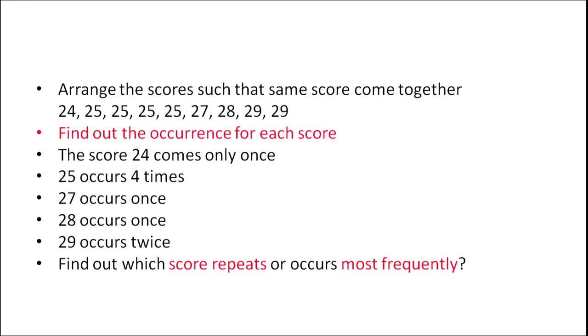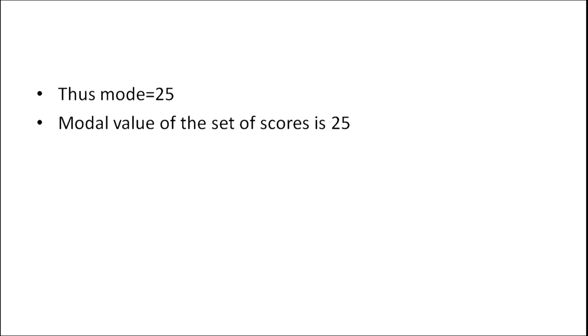Now, what we have to do is arrange the scores such that same scores come together. So, we'll write as 24, 25, 25, 25, 25, 27, 28, 29, 29. Now, find out the occurrence for each score. We can see here that the score 24 comes only once, 25 occurs 4 times, 27 occurs once, 28 occurs once, and 29 occurs twice. Now find out which score repeats or occurs most frequently. We can see that 25 is the score which is repeated most often in this example. Thus, mode equals 25, or we can say that the modal value of the set of scores is 25.